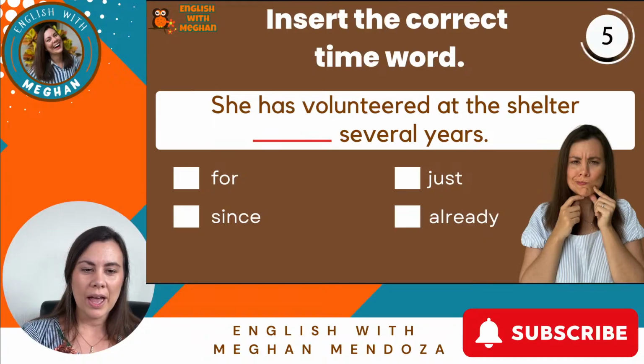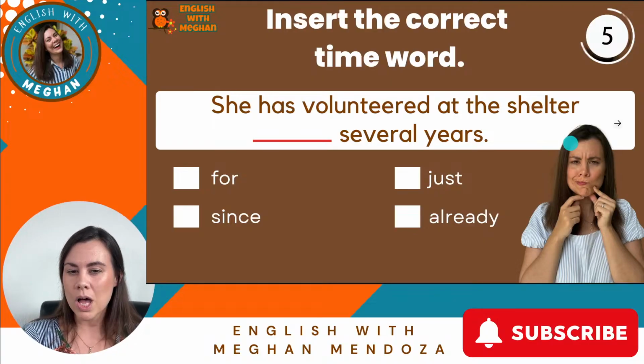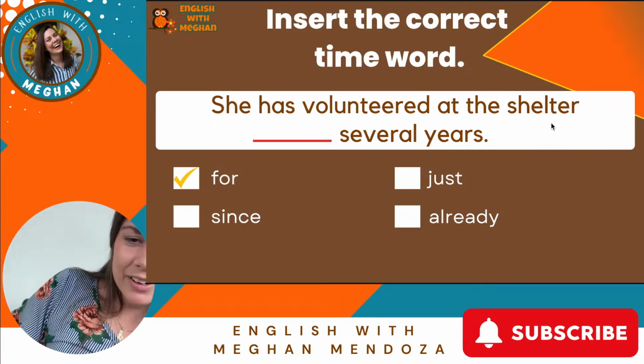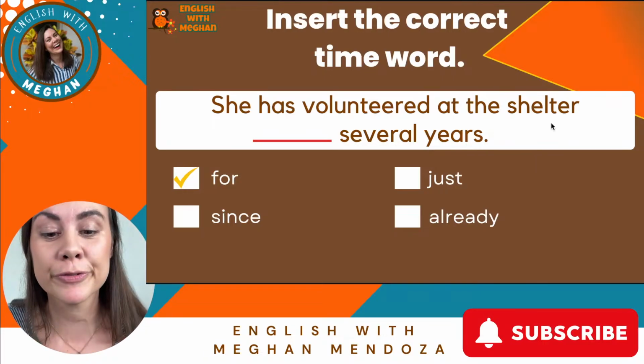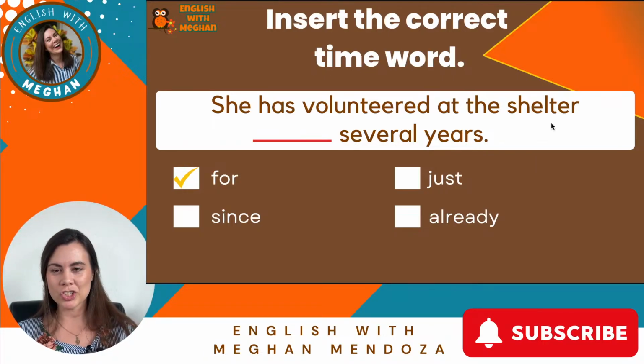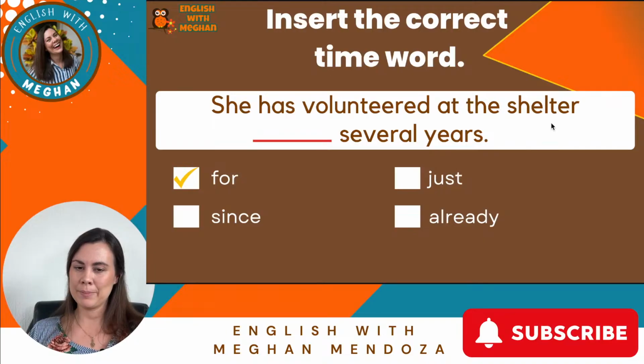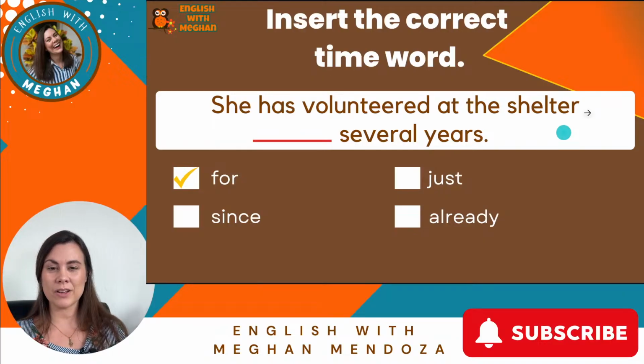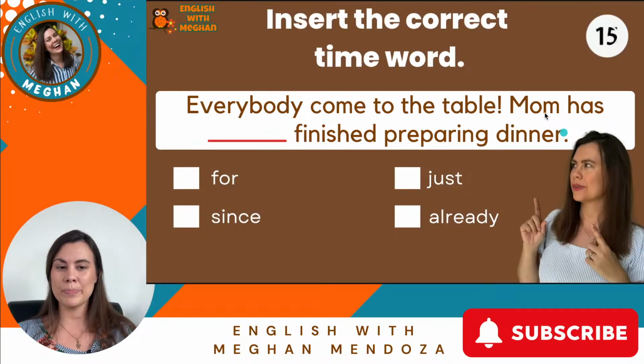Okay, we have in the chat that the answer is 4, but why? She has volunteered in the shelter for several years. That's right. Period of time. Several just means many, many, many, many, many years. Yes. All right, let's keep moving here. Sometimes I talk too much, but it's always got to be useful. I'm so happy that we have all the people in the chat correct.